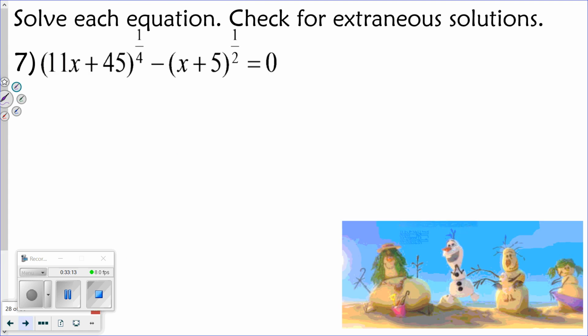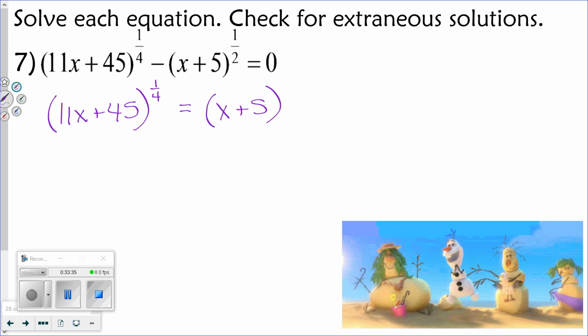All right, number 7. Savannah? Yes. So I need to isolate, so this one's got to go over there. So 11x plus 45 to the 1/4 equals, does the sign inside the parenthesis change? No. So equals x plus 5 to the 1/2. So just that minus is what changed when I moved it over there.